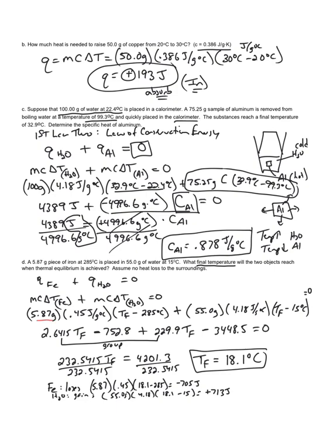The mass of the iron is 5.87. Specific heat is 0.45. Final temperature minus its initial temperature, 285. We have to multiply these together, which gives me a number of about 2.64. And I then have to distribute 2.64 times TF and 2.64 times negative 285, and we get negative 752.8.